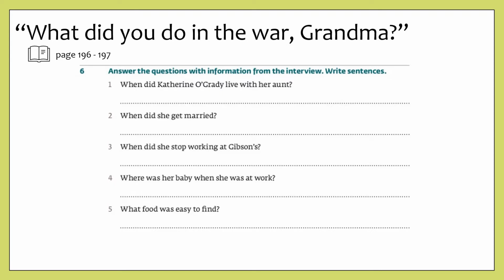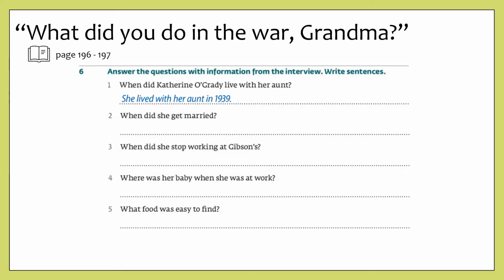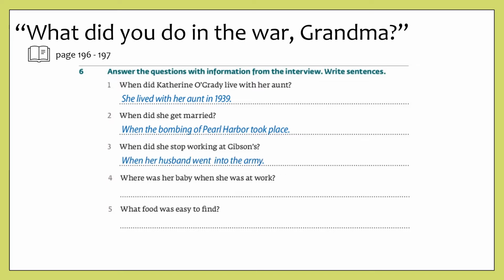Okay, now you've read the text. Let's have a look at the answers to the questions. The first question was, when did Catherine O'Grady live with her aunt? She lived with her aunt in 1939. Now, when did she get married? She got married when the bombing of Pearl Harbor took place. When did she stop working at Gibson's? When her husband went into the army.